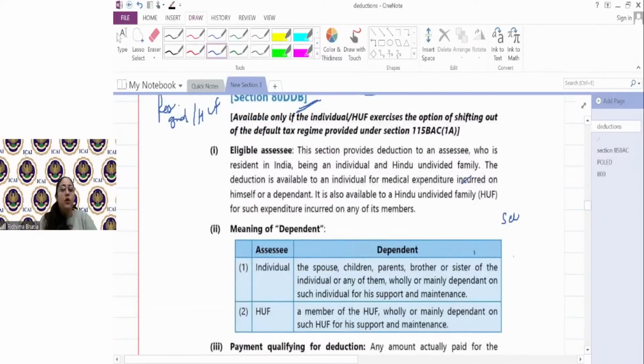Either for self or for dependent relative. अब वो dependent relative में कौन है guys? Spouse, brother, sister, parents and children. ठीक है. So self or dependent relative, and dependent relative में same, all: spouse, brother, sister, parents and children. तो उनके medical expenditure के लिए, basically medical treatment के लिए if an amount is getting spent, the deduction can be claimed.